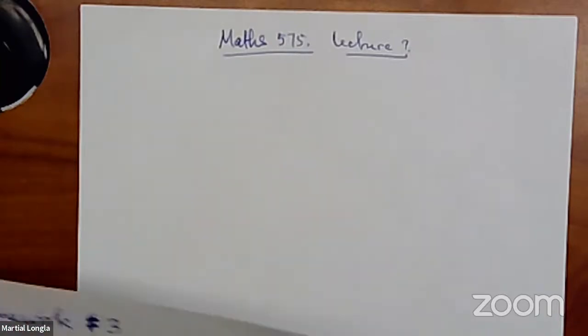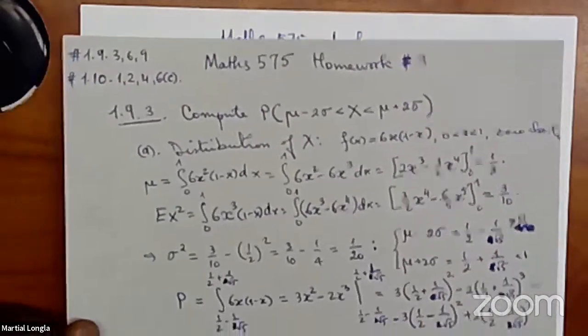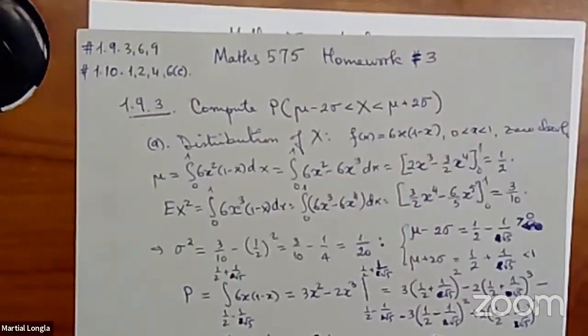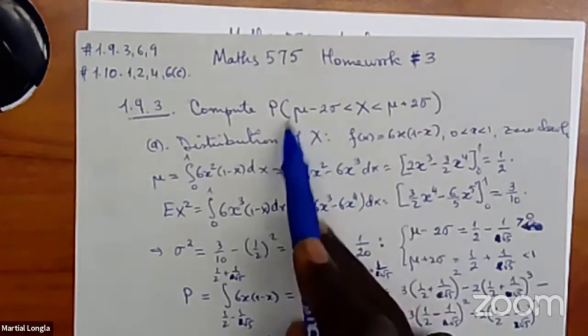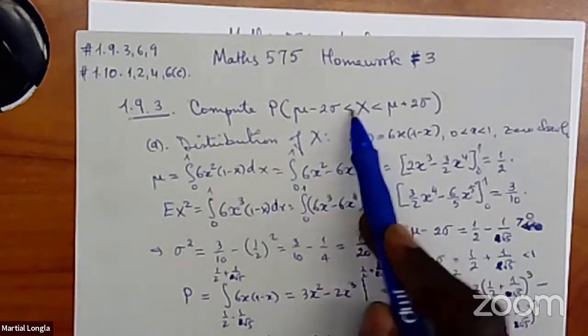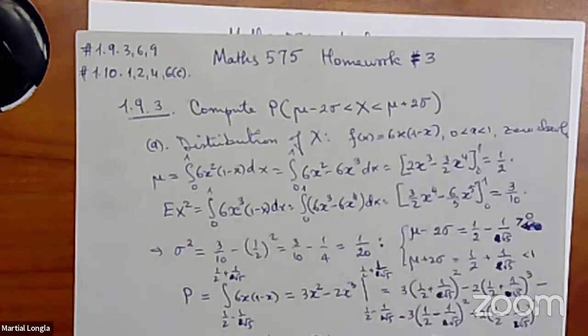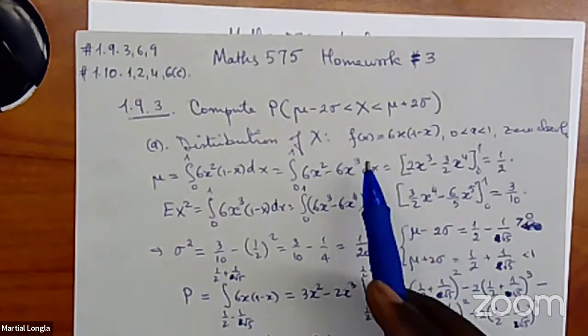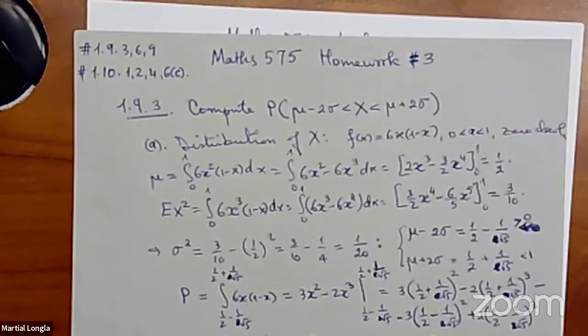So let's talk about homework 3. The first problem was about computing the probability that mu minus 2 sigma is less than x less than mu plus 2 sigma in two problems. One problem is a continuous random variable and the other one is a discrete random variable.